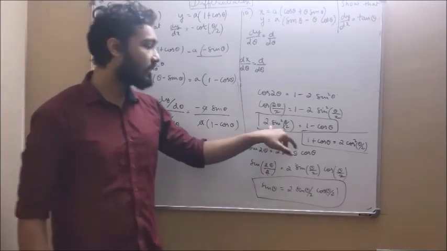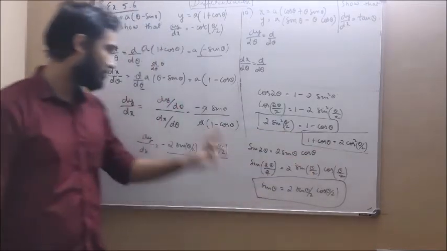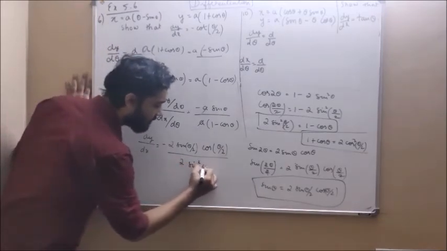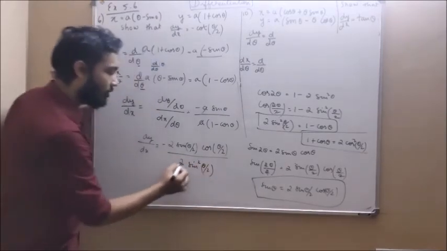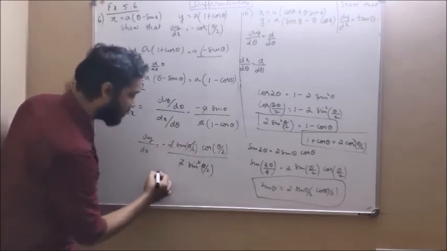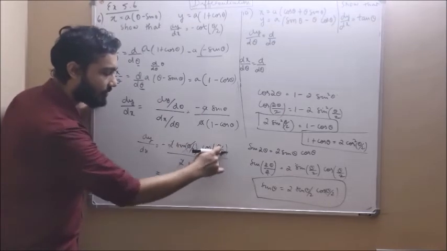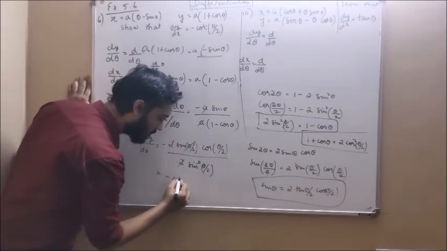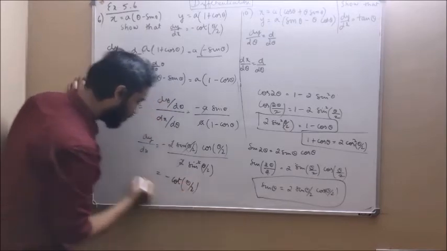So now 2 sin square theta by 2 is nothing but 1 minus cos theta. Substitute. So it is 2 sin square theta by 2. 2 and 2 will cancel. 1 sin and 1 sin will cancel. So what? Minus cos theta by 2 divided by sin theta by 2. Cos by sin is nothing but cot. So it is minus cot theta by 2. So this is the answer.